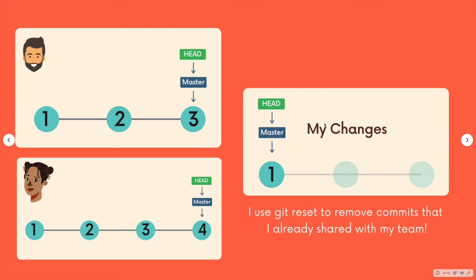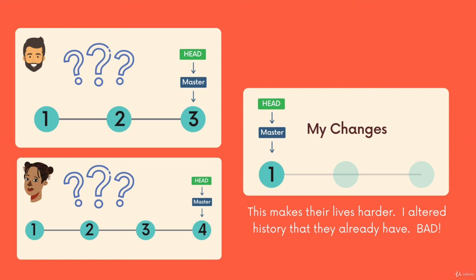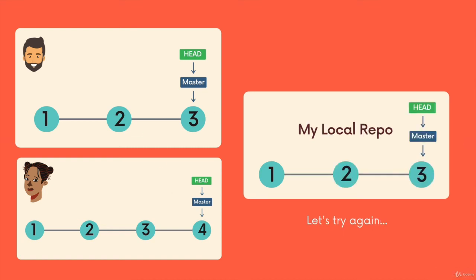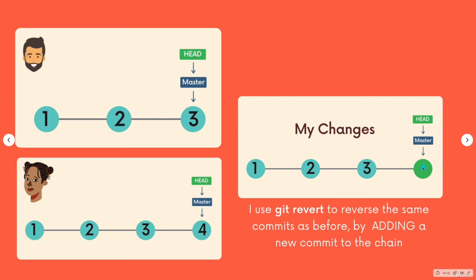Anyway, I realize I want to get rid of those 2 and 3 commits. I use reset, and that's a problem because I've already shared that with my friends. So it's going to be very difficult to reconcile their code with mine because they already have those commits and they've been working on top of them. I altered the history that they already have. So instead, what I should do is revert and make a new commit that undoes the changes from some other commit. And that is easy for me to share with them and for them to reconcile.